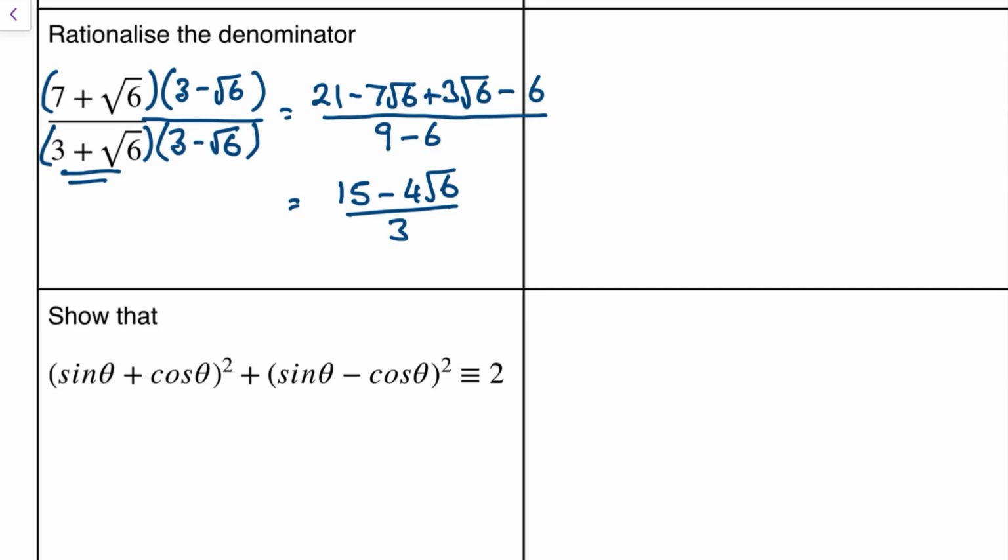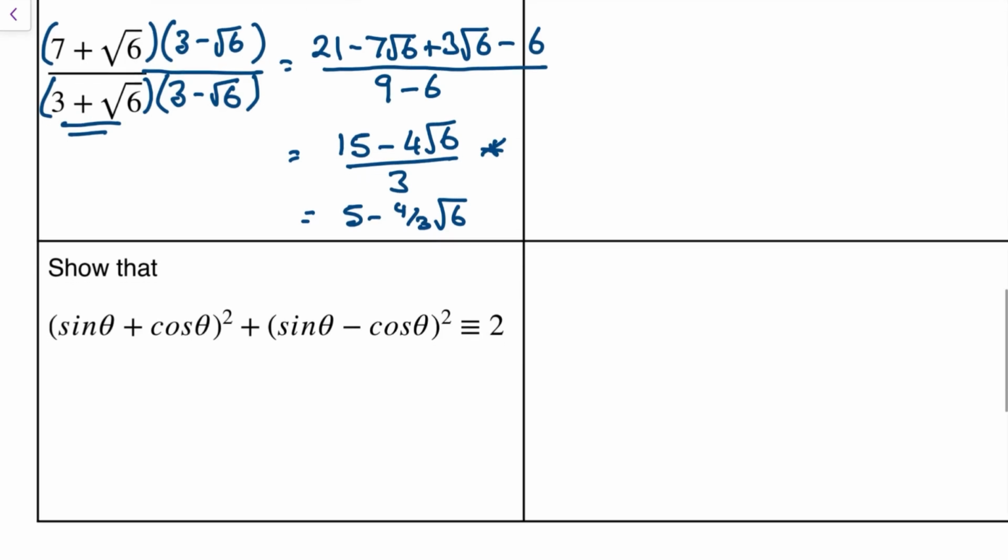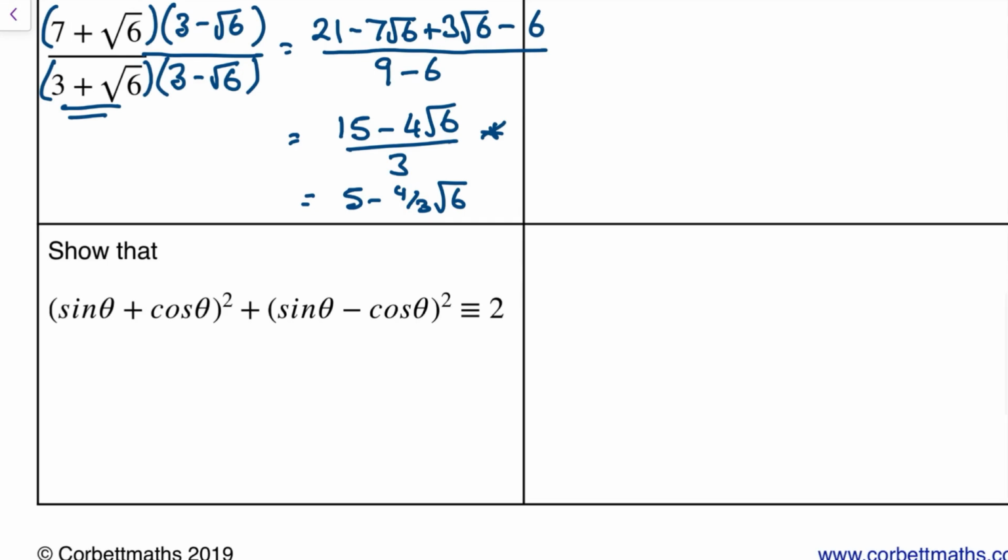Now I could actually just leave it like that. I could also write it as 15 over 3, which is 5, minus 4/5 root 6. Sorry, not 4/5, 4/3 root 6. But to be honest, it's not a lot neater. I'd probably prefer this as an answer if I was choosing one, but they're both acceptable. They both are fine. Right, next and final question today.